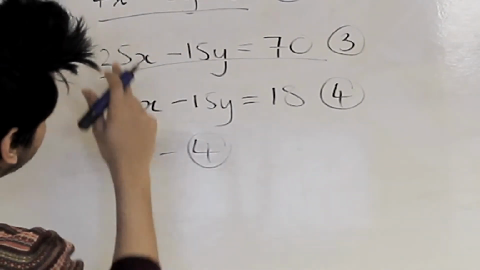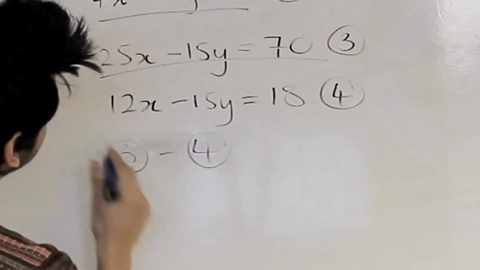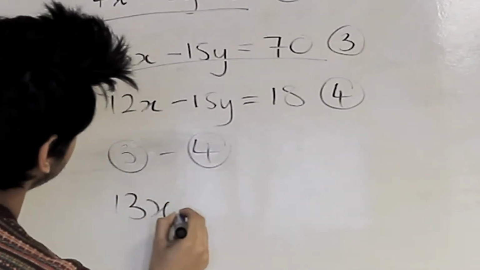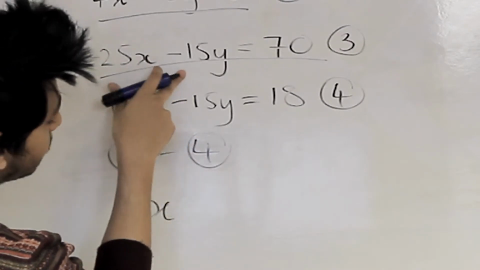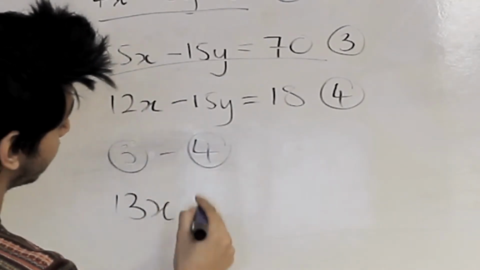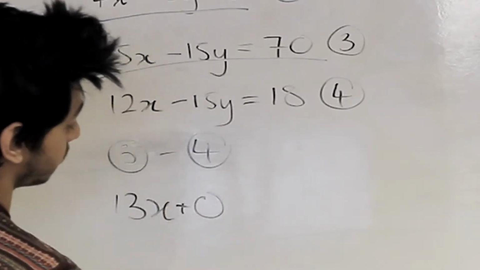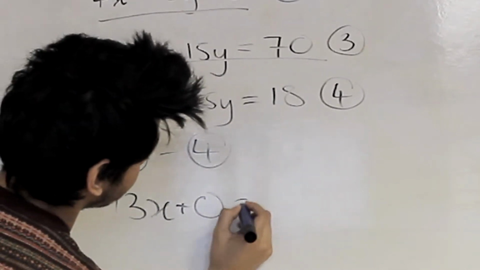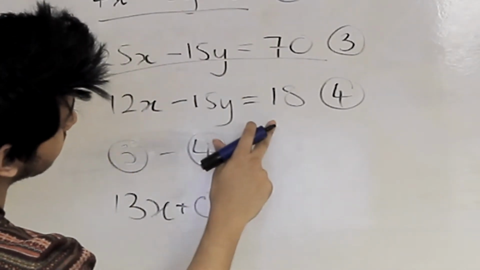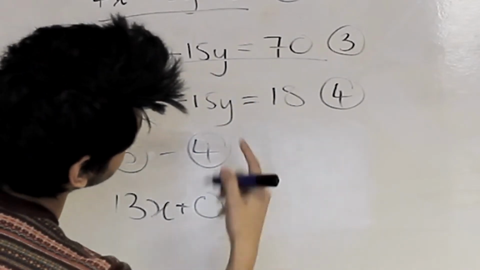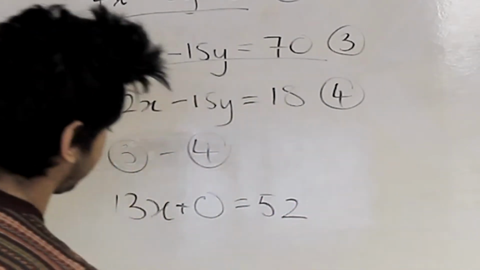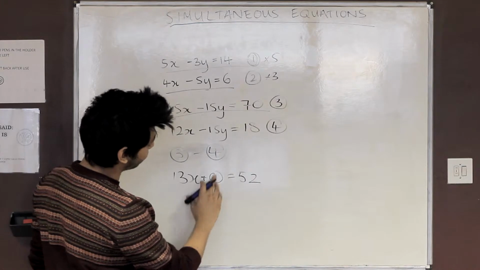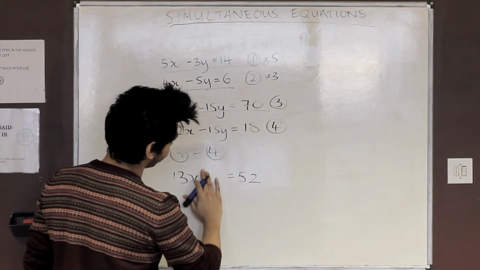25 take away 12 gives us 13x. Minus 15y, take away minus 15y will give us 0. Okay, so that's been eliminated. And if we do 70 take away 18, that gives us 52. So now we can see that our y variable has been eliminated, so we can forget about this altogether.